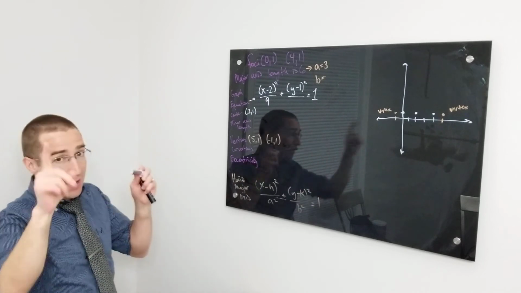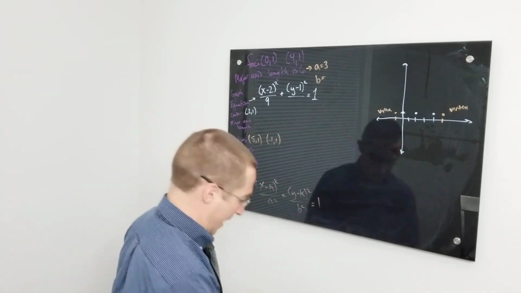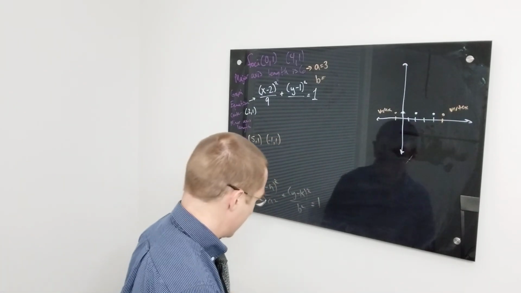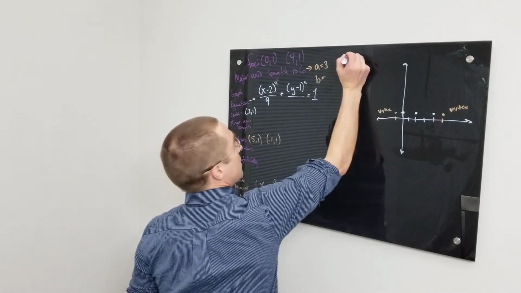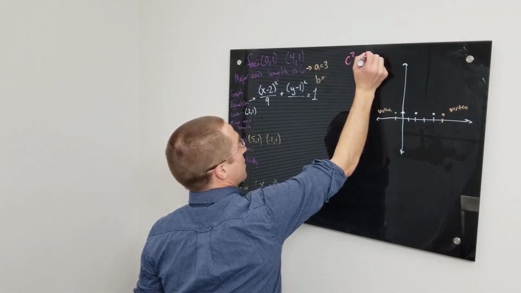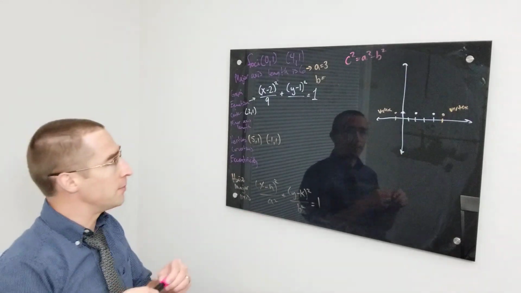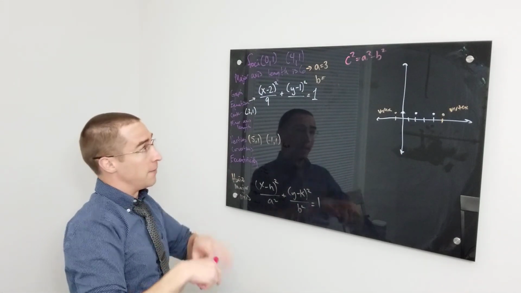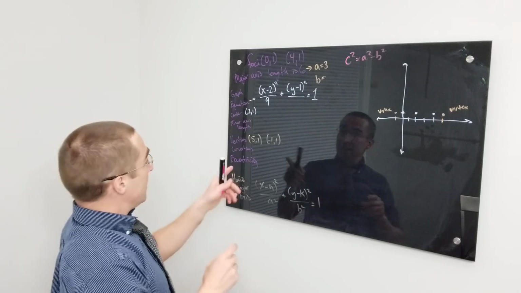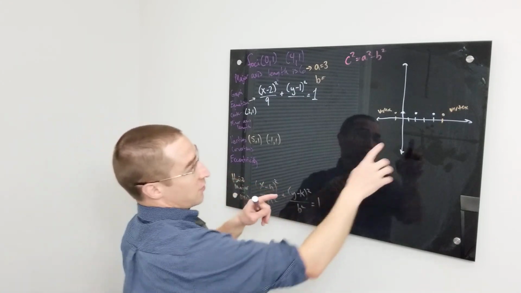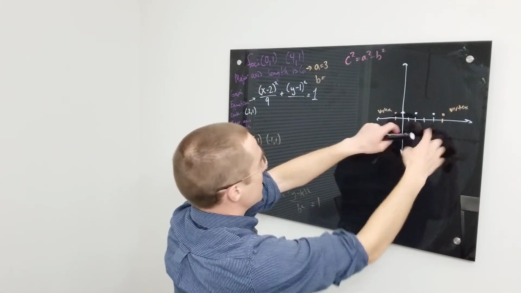So we have to remember the relationship between a, b, and c, which is c squared equals a squared minus b squared. This is for an ellipse. This is not the Pythagorean theorem. This is the ellipse formula. So c is the distance from the center to the focus, so c equals 2.